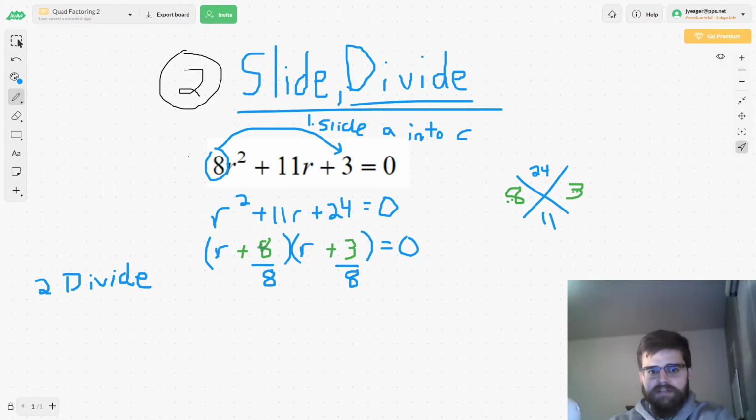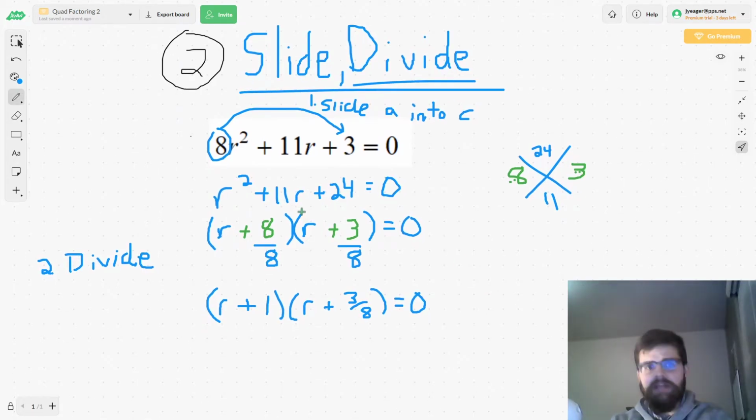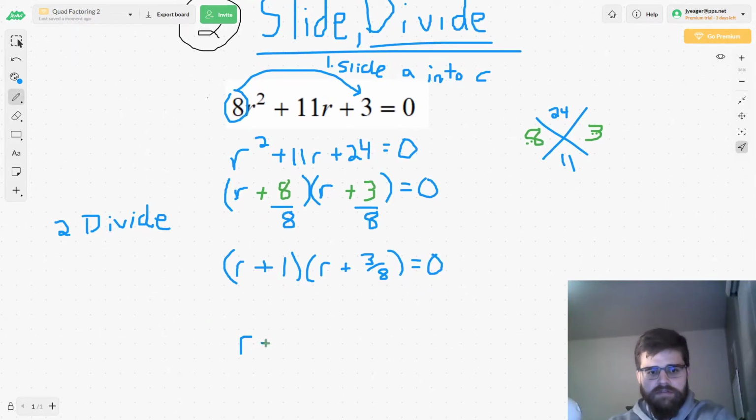Okay, so I got R plus 8 over 8, so that's just 1, right? 8 over 8 is 1. And I've got R plus 3/8. Those are my two solutions, right? If I'm trying to solve this to figure out what values of R will solve the equation, where do we hit the x-axis? It'd be at -1 and -3/8. R is -1 when we solve this, and R is -3/8 if we solve the second factor.